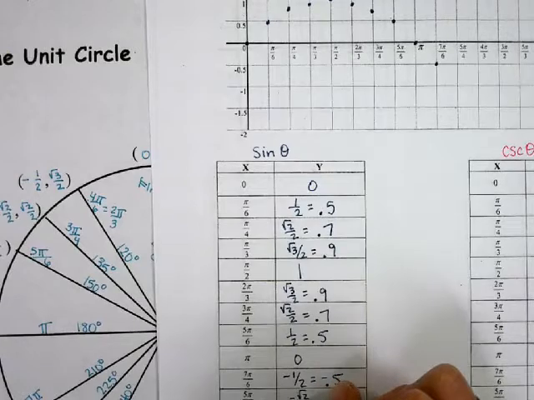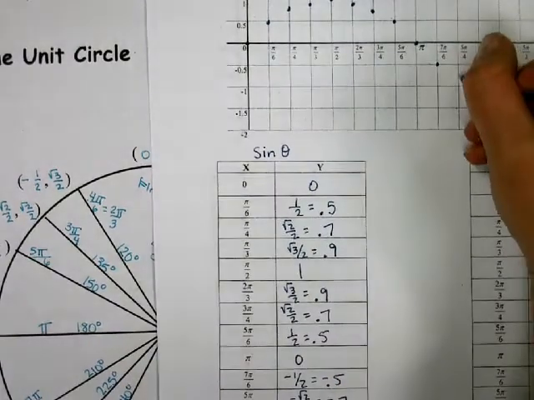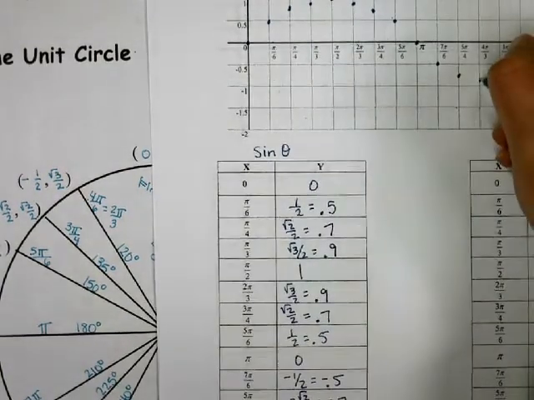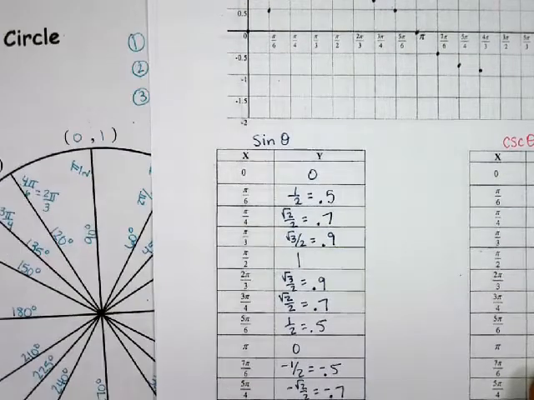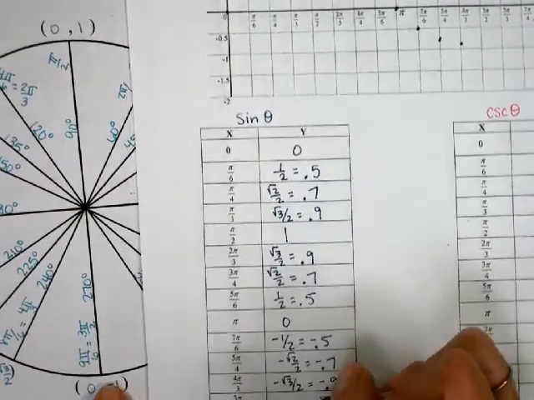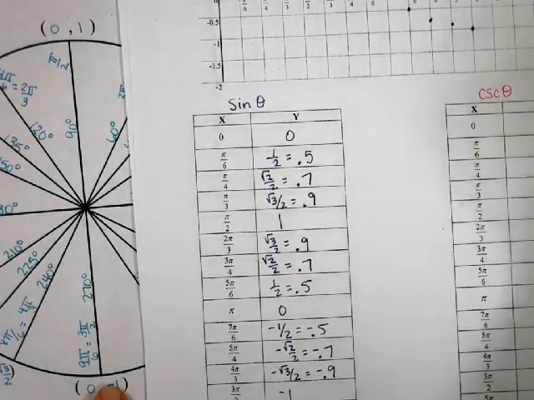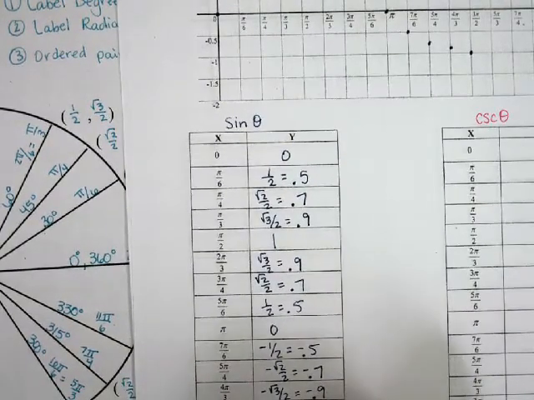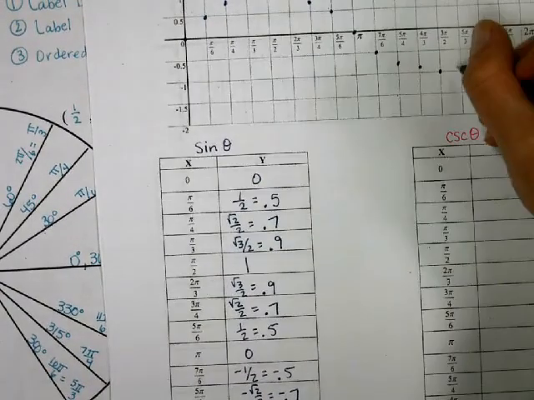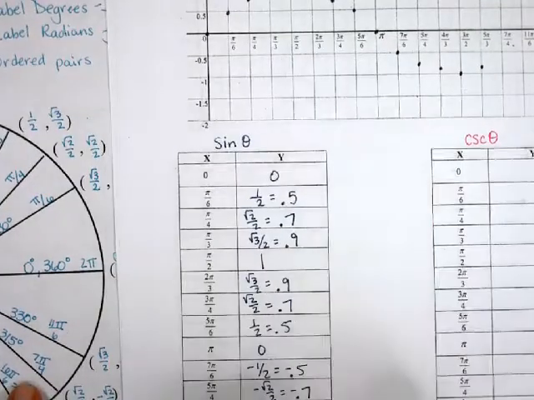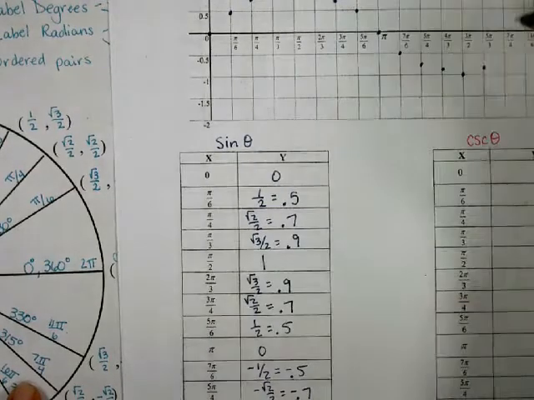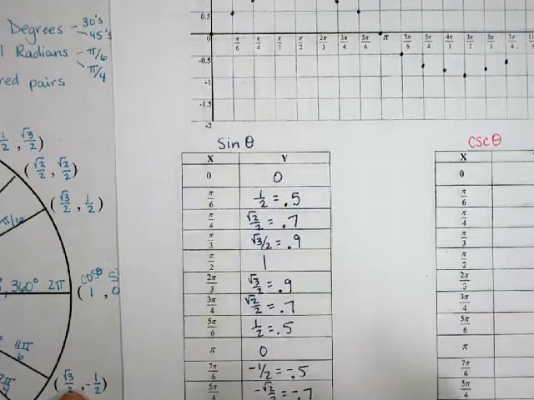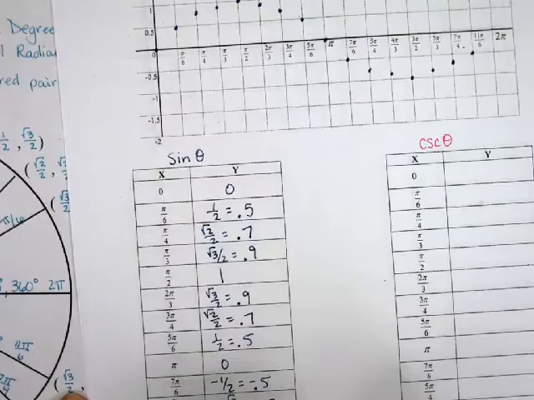5 pi over 4 is negative root 2 over 2, so negative 0.7. 4 pi over 3 is negative root 3 over 2, so negative 0.9. 3 pi over 2 is negative 1. 5 pi over 3 is negative root 3 over 2, so negative 0.9. 7 pi over 4 is negative root 2 over 2, so negative 0.7. 11 pi over 6 is negative 1/2, so negative 0.5. And then back to 2 pi is 0.